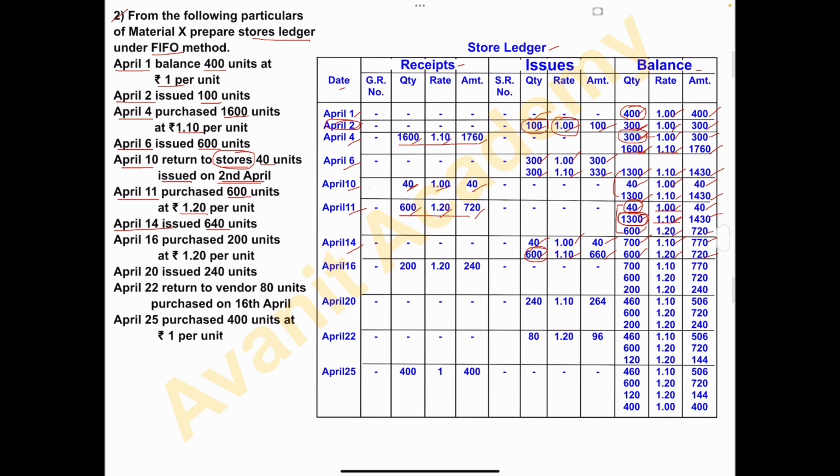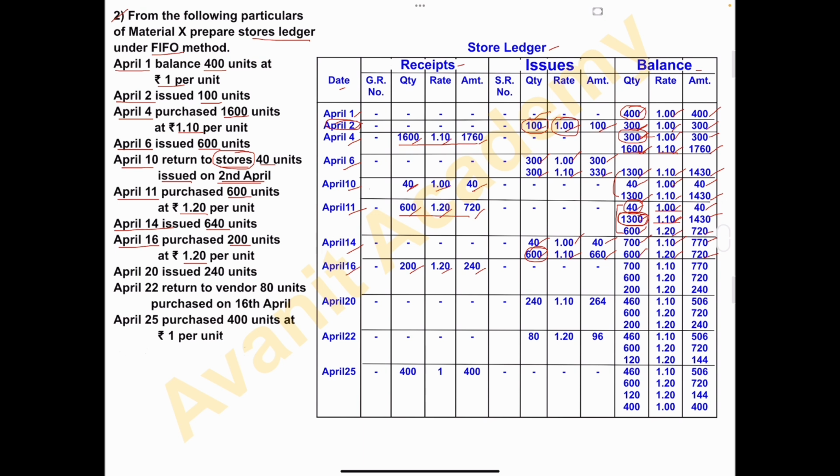Next is on April 16. See the problem. Purchased 200 units at rupees 1.20. In solution, write April 16. Purchased. So we'll take in receipts. How many units are purchased? 200. Quantity 200. Rate per unit is 1.20. 200 into 1.20. Total amount is 240.